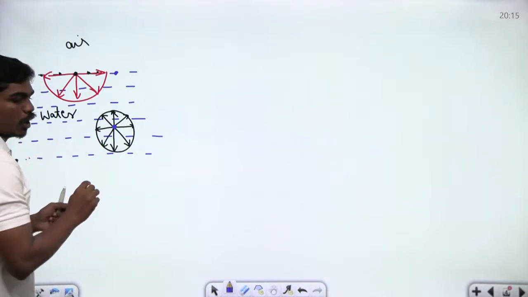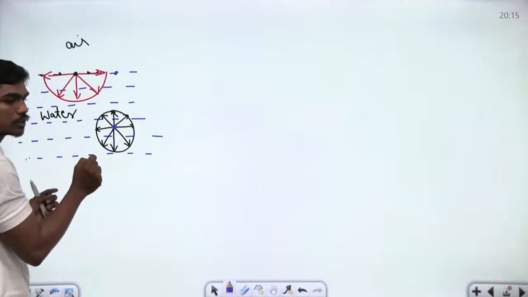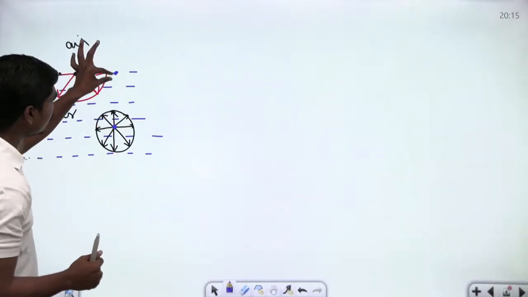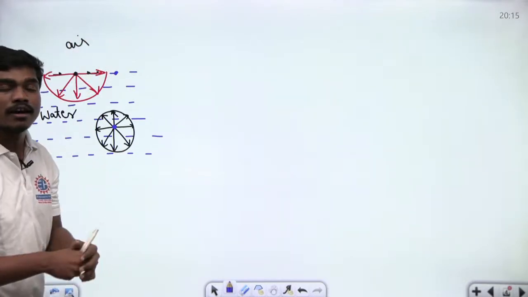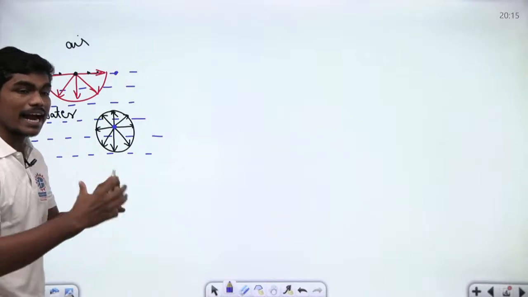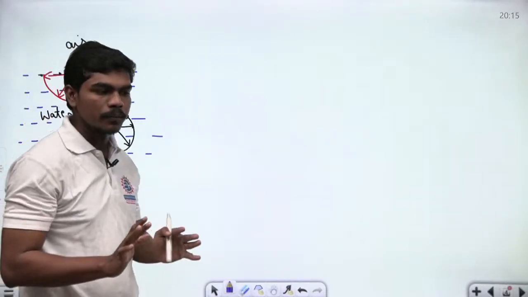There is this molecule. This molecule is actually under the action of all surrounding molecules. Now, if I want to move this molecule from this location to this location, that is nothing but forming a surface. It means if I want to form a free surface, I should do some external work against these cohesion forces. Is that clear? Yes or no?